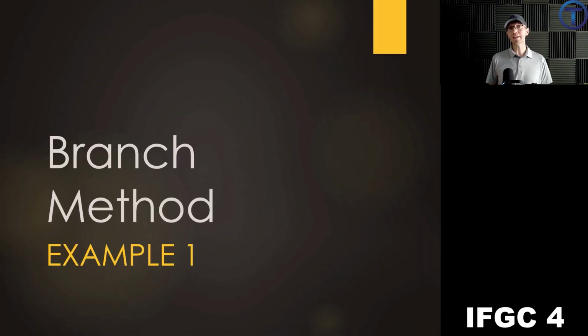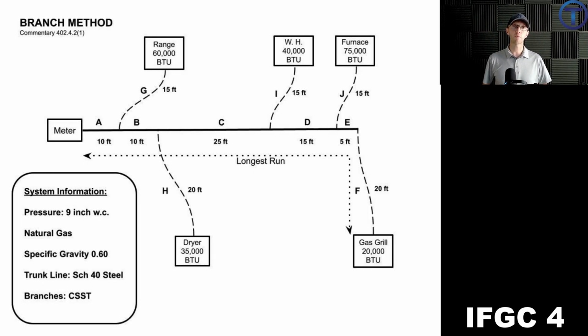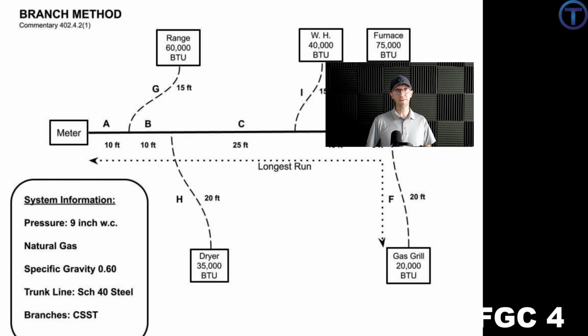We're going to look at 2 examples of the branch length method. We'll size out the whole system. By then you should have a really good idea of how this works. Here is the diagram that we're going to be going off on example 1. Let's have a close look at this.